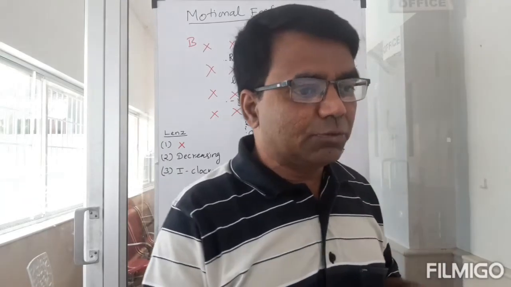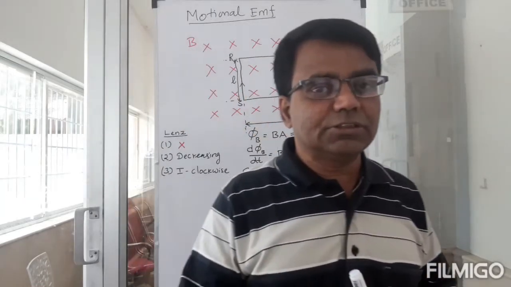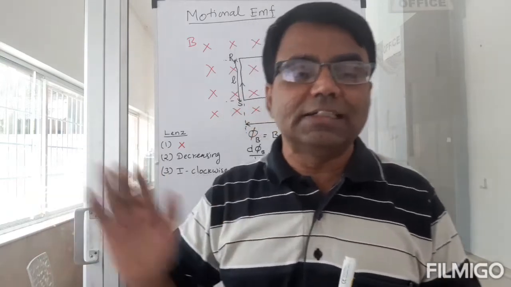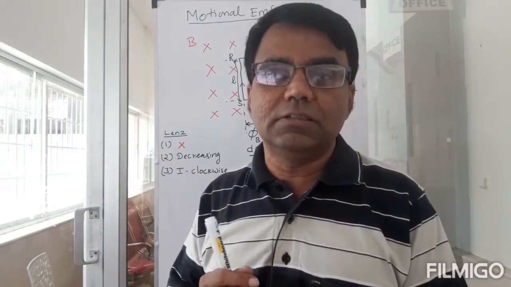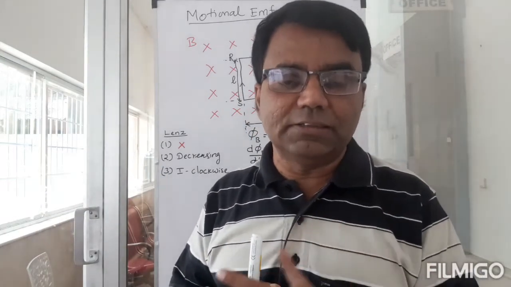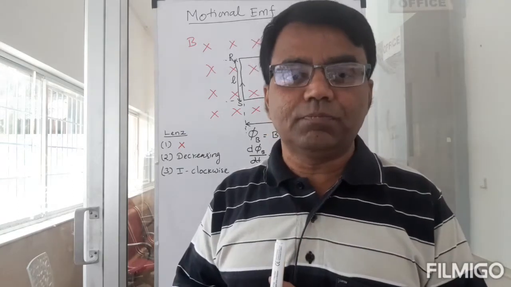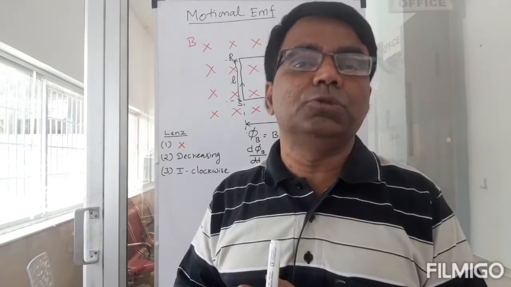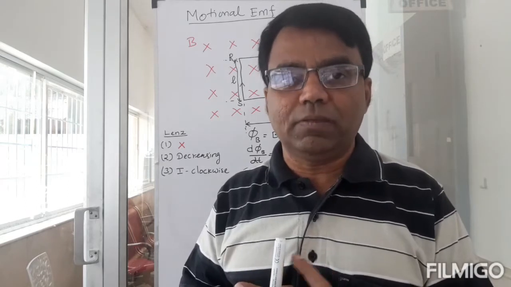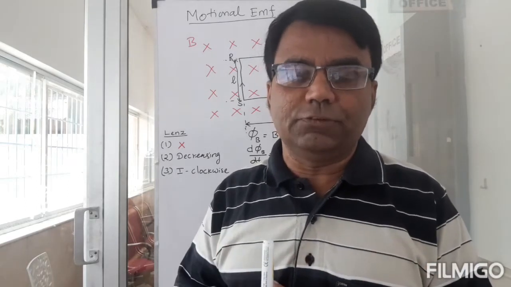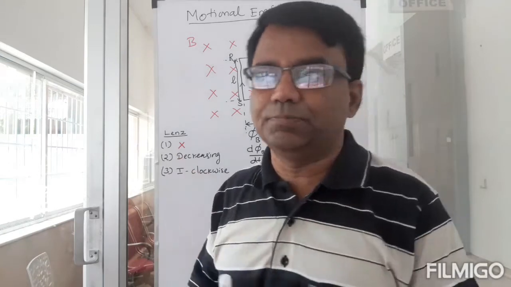What does Lorentz force say? If there is a charge that is moving in a magnetic field with a velocity v, then the force experienced by the charge is given by F equals Q v cross B. So that is the Lorentz force. Let's see what happens here.